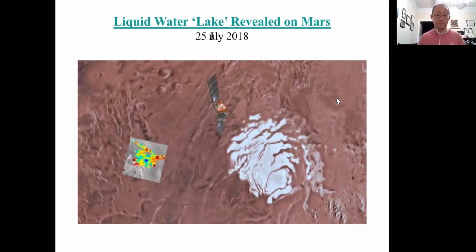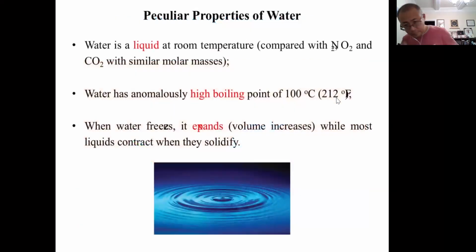Why is water so special? What properties does water have to make it the most important solvent on our planet? First, let's take a look at those important but peculiar properties of water. Peculiar means some properties are not what we would expect. If we want to talk about molecules, we want to deduce the property from one molecule to another. Water has very peculiar properties.